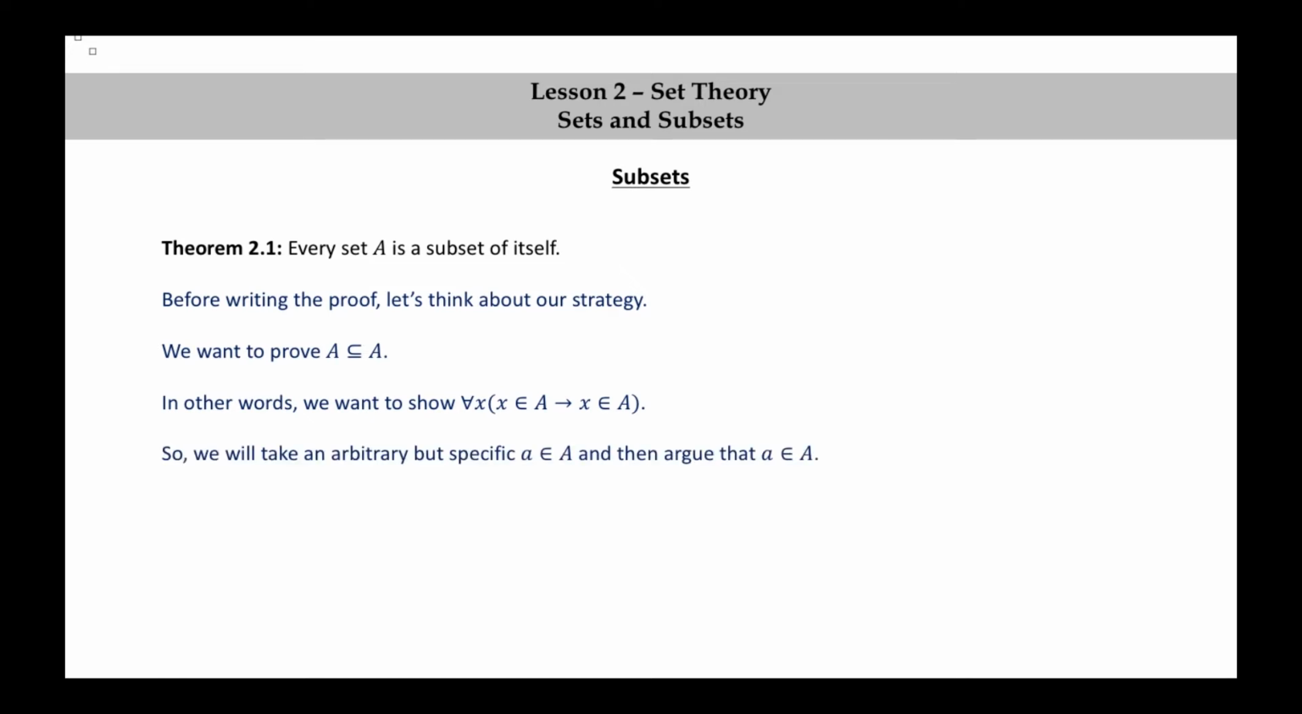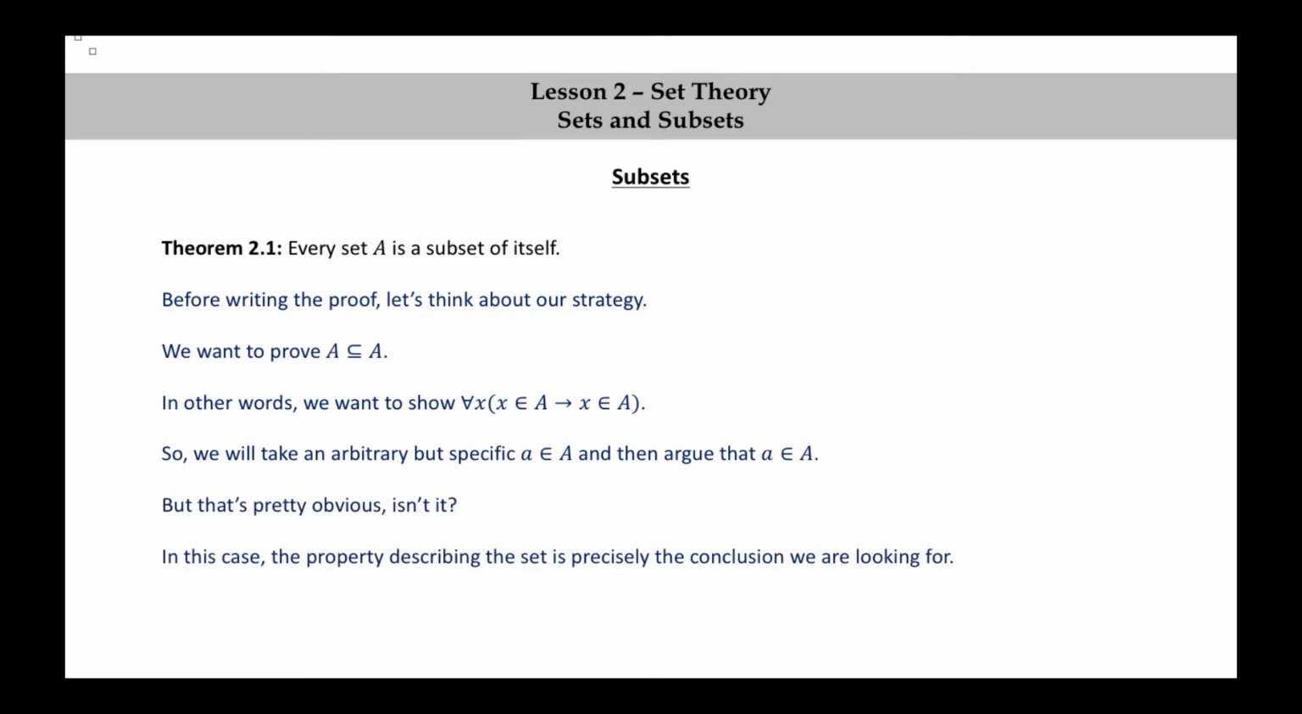So we'll take an arbitrary but specific little a in A and then argue that little a is in A. But that's pretty obvious, isn't it? In this case, the property describing the set is precisely the conclusion we're looking for. So let's try and write out the proof now.